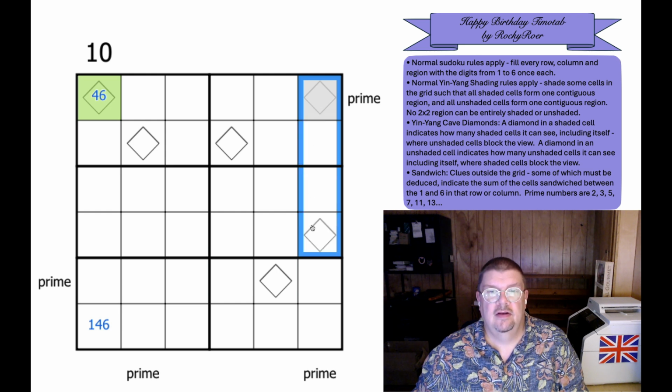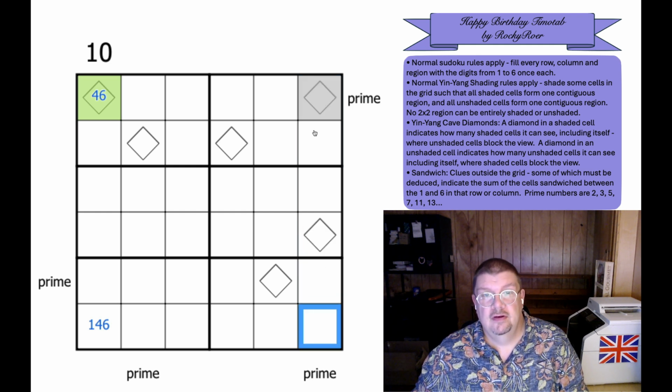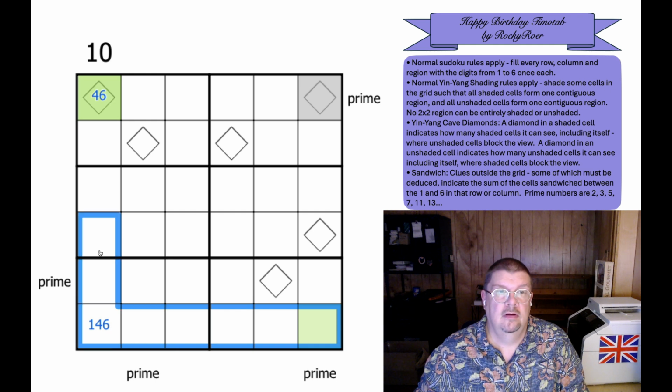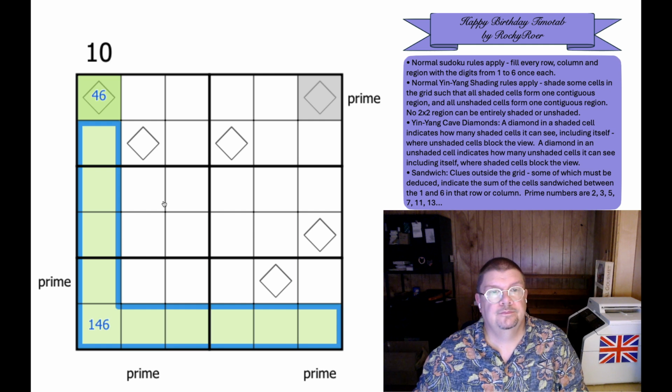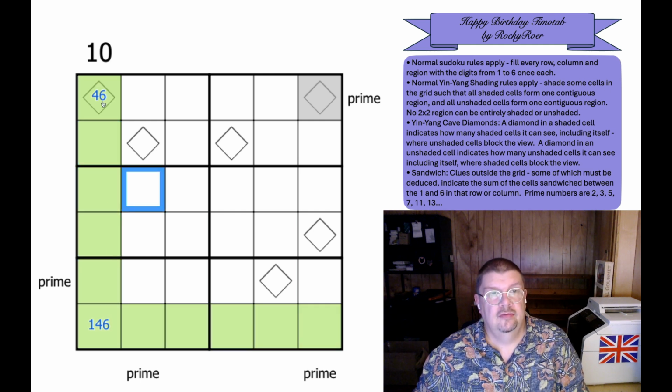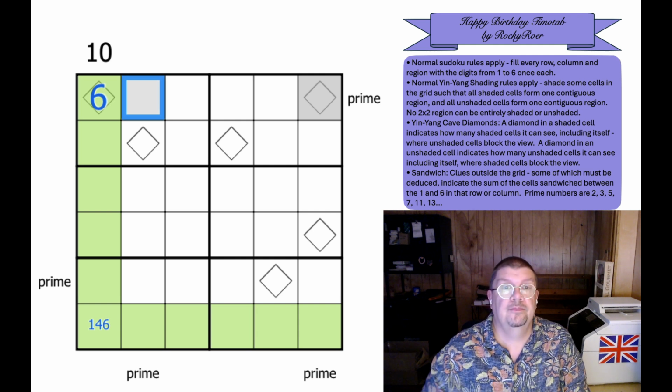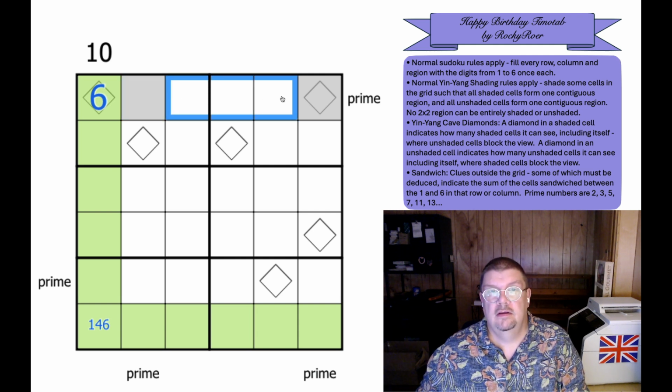Okay, if this is 6, it cannot go all the way down to the bottom because of this diamond. That means whatever it does, it does not go all the way down to the bottom. Therefore, there is another change of color somewhere in this column. This must be green. And that means all of that is green. And now this is a 6. And this is grey. And these must be grey.